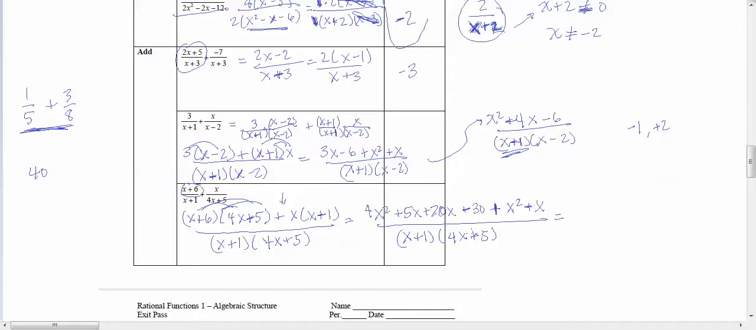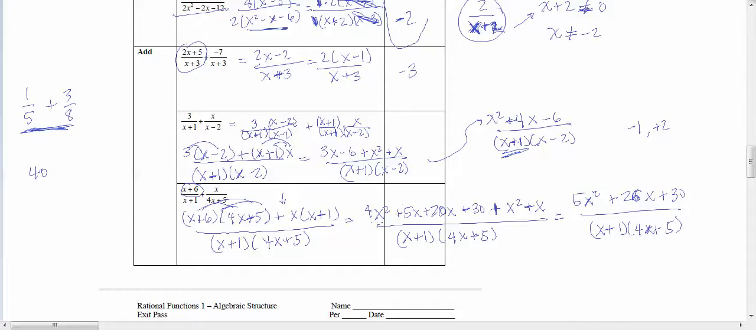Alright, let's take the numerator and simplify that a little bit. Combining like terms, I've got 5x squared plus 25... no, it would actually be 26x, because 5 plus 20 plus 1 is 26x plus 30, divided by x plus 1 times 4x plus 5. Let me just double check to see if I made any mistakes, because I could have easily made a mistake.